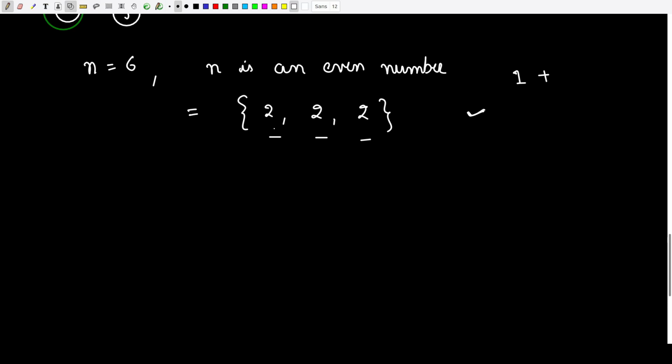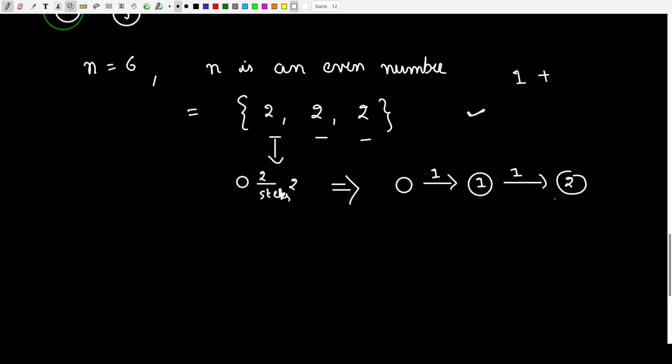What do I mean by this? Let us say this step. So we have reached from 0 to 2 using 2 steps. Now the same thing can also be achieved by taking one step. So from 0 to 1 we took one step, and from 1 to 2 we took one step, and in this way we were able to reach 2. So with that I can break these two as 1, 1, and this will become 2, 2.